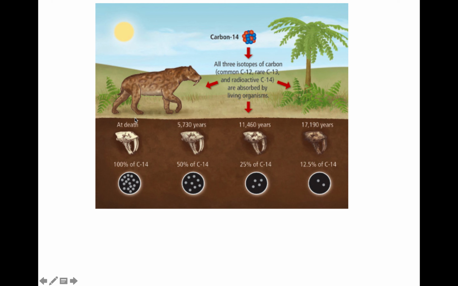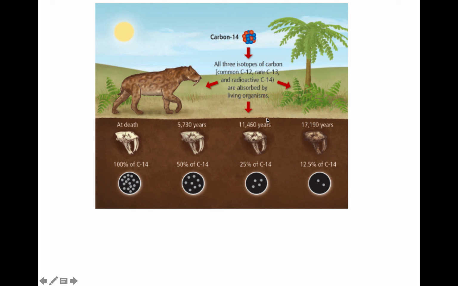All right? At death, you are no longer taking in carbon-14. Therefore, carbon-14 is built up in the tissue of an organism. When this organism dies, it is no longer taking in that carbon-14. Therefore, the carbon-14 will begin to break down. As it breaks down, the ratio of unstable carbon-14 compared to stable carbon-12 begins to change. At 5,730 years, you will have 50% of that original carbon-14 left.